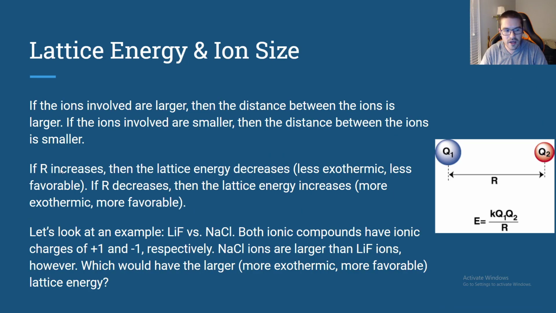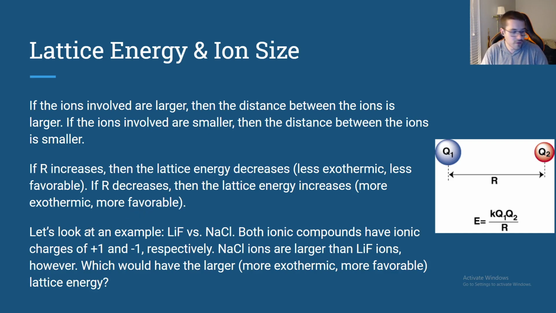So once again, if the distance between the ions is larger, then the lattice energy is not going to be as large, and that just means that it's less exothermic or less favorable. On the flip side, if the distance between the two ions is smaller or decreases, then the lattice energy is going to be bigger, or more exothermic, more favorable.